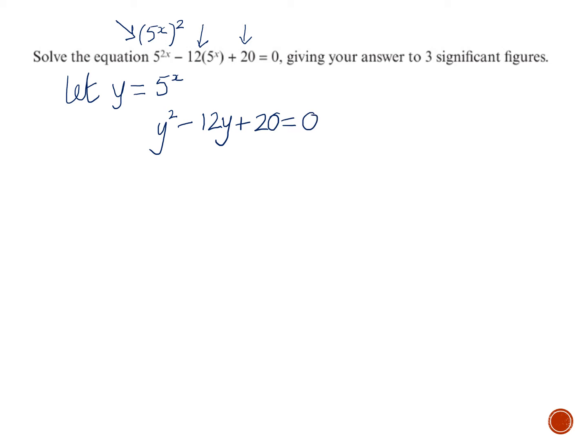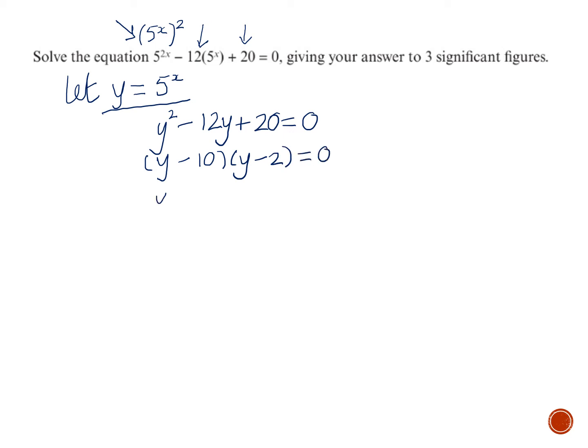And a lot of people like to put the substitution. Do state clearly what your substitution is. Put my substitution in and then rewrite it to look like that. Now that looks a bit more familiar as to something you can solve. Usually these ones, to be honest, will factorise. So hopefully you can see that that will factorise as y minus 10, y minus 2 equals 0.